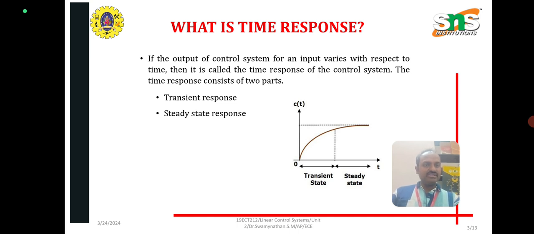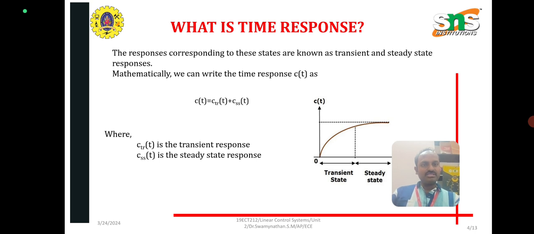So look at the graph, the y-axis is C of t and the x-axis is t. Transient state means the output differs with respect to time, and steady state means it does not vary with respect to time. Mathematically the time response is represented as C of t equals C_tr of t plus C_ss of t, where tr denotes the transient response and ss denotes the steady state response.